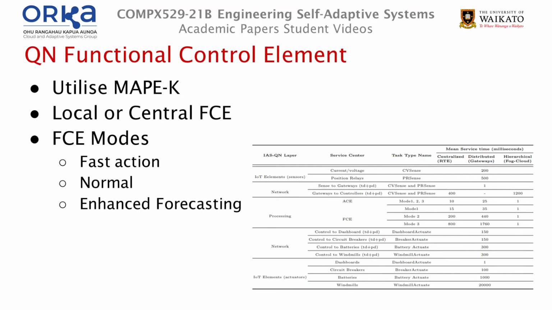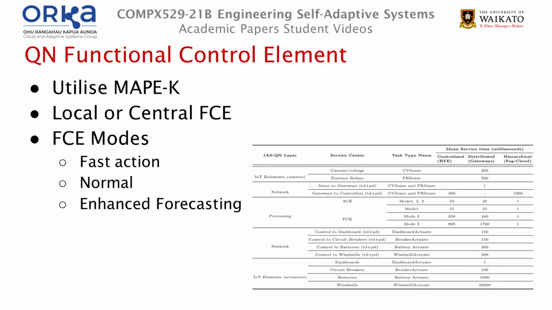The functional control element of the queuing network also utilizes the MAPE-K system. This consists of local or central FCEs depending on the architecture being used. There are three modes within these FCEs: fast action, normal, and enhanced forecasting. Fast action uses a simple flowchart to determine the outputs of the system. Normal mode will try and calculate the best use of actuators within the system, but if not able to do so within 60 seconds will fall back to the fast action mode.